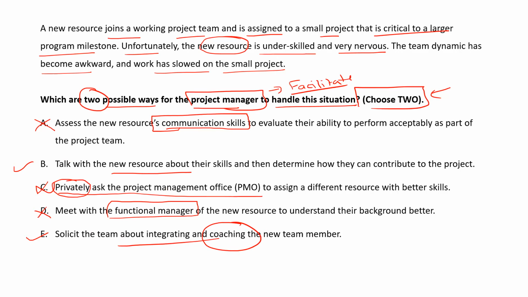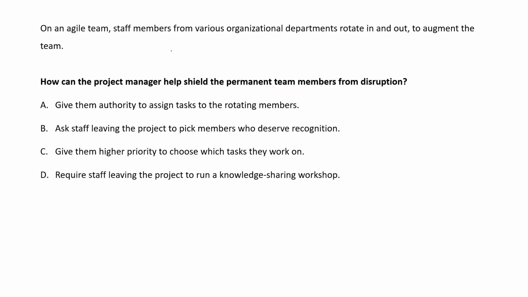Great. Let's go next. On an agile team, staff members from various organizational departments rotate in and out to augment the team, so they share the knowledge. How can the project manager help shield the permanent team members from disruptions so they can keep working? Give them the authority to assign tasks to the rotating members. Ask staff leaving the project to pick members who deserve recognition. Give them high priority to choose which tasks they work on. Require staff leaving the project to run a knowledge sharing workshop. When a person is leaving the team, what is your primary responsibility as a project manager? This is the answer. If you know this task, you can easily answer it.